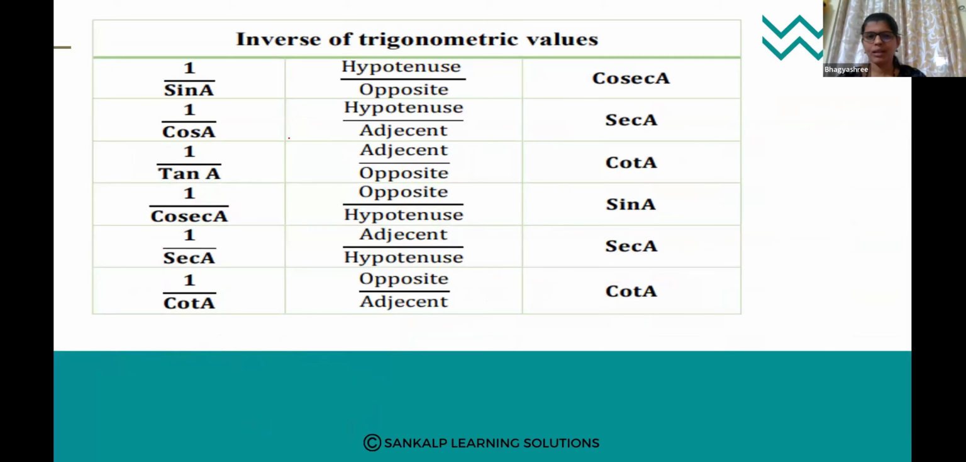Inverse of trigonometric values. Inverse means reciprocal. 1 divided by sine is called cosec A. 1 divided by cos A is sec A. 1 divided by tan A is cot A. 1 divided by cosec A is sine A. Right? Like that, 1 divided by sec A means cos A, it is not secant. 1 divided by cot A is tan A. Right? This we call inverse of trigonometric values.